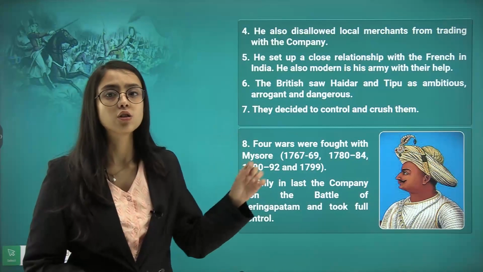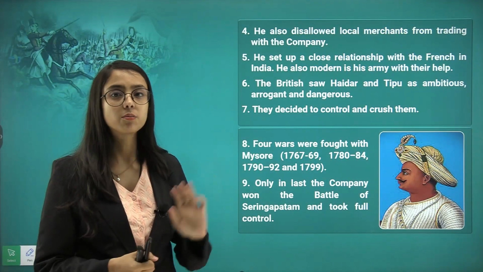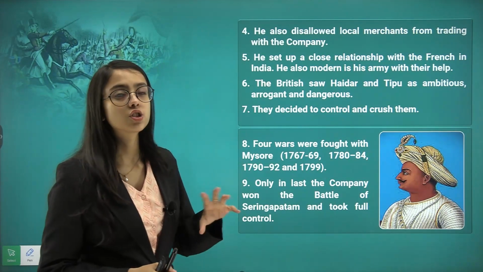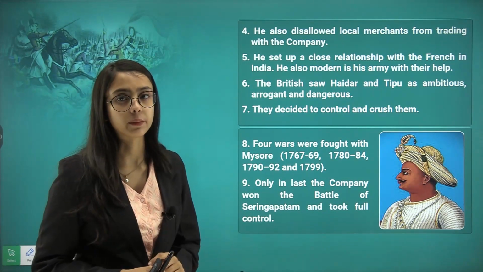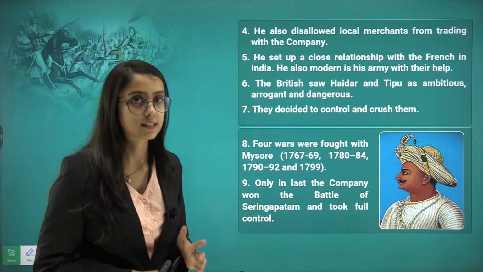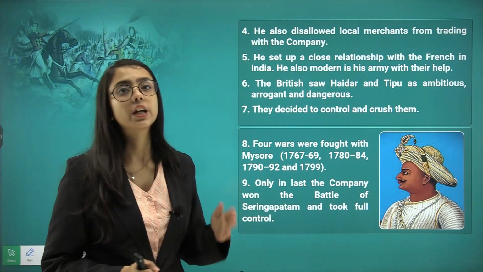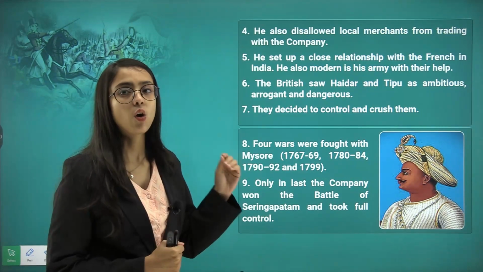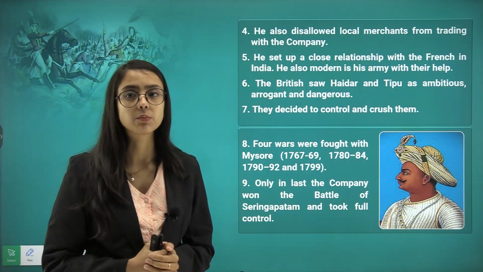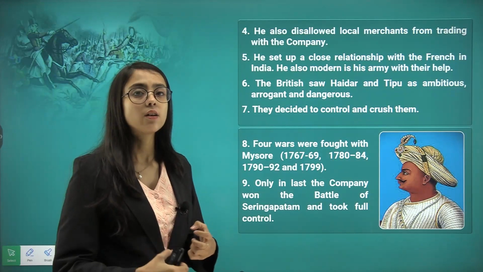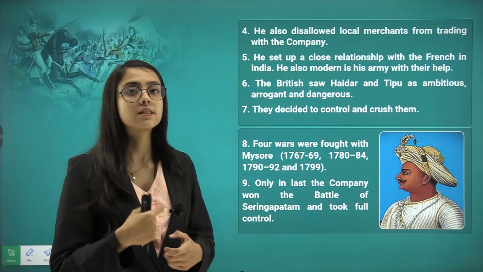He also disallowed the local, native merchants from trading with the company. He set up close relationships with the French in India instead. So, disallowing all trade with the East India Company, he rather traded with the French. He also modernized his army with their help. He tried to learn new strategic and warship techniques and trained his army.